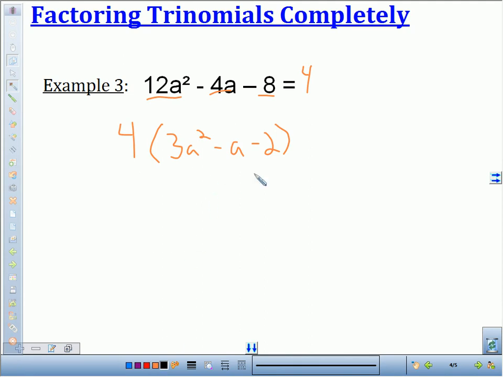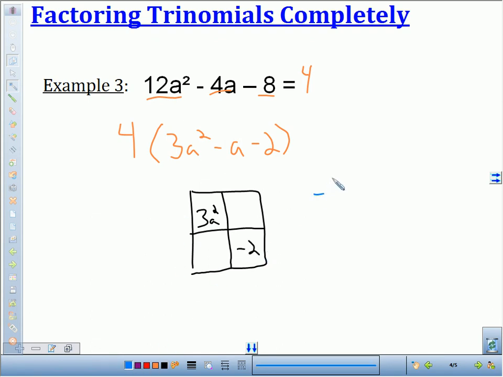3a squared minus a minus 2 is what I want to attempt to use the box method on. And as we saw before, if I cannot factor it, I'll leave it the way it is. But if I can factor it, I'll have to do that. So I have 3a squared in the top box, negative 2 in the bottom. Multiply the two together, I get negative 6a squared. And I want the factors of negative 6a squared that add up to negative a, just like we did the first day. And we go, okay, well that's negative 3a and 2a.